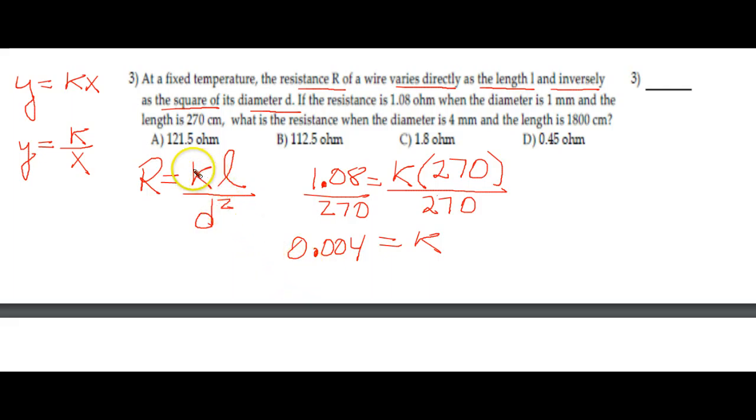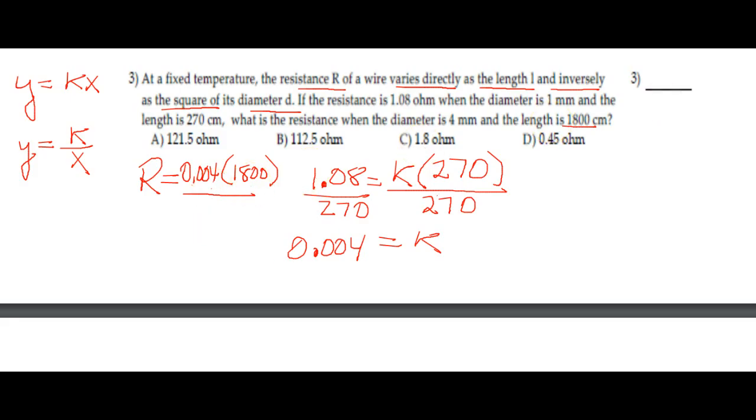So now what I'm going to do in this original formula is put my 0.004 to replace k. So I'll erase this here, and you're going to put there 0.004. Your new length is 1800, so I will replace that with 1800. And the new diameter is 4 that we're going to square, so I'm going to replace this with 16.